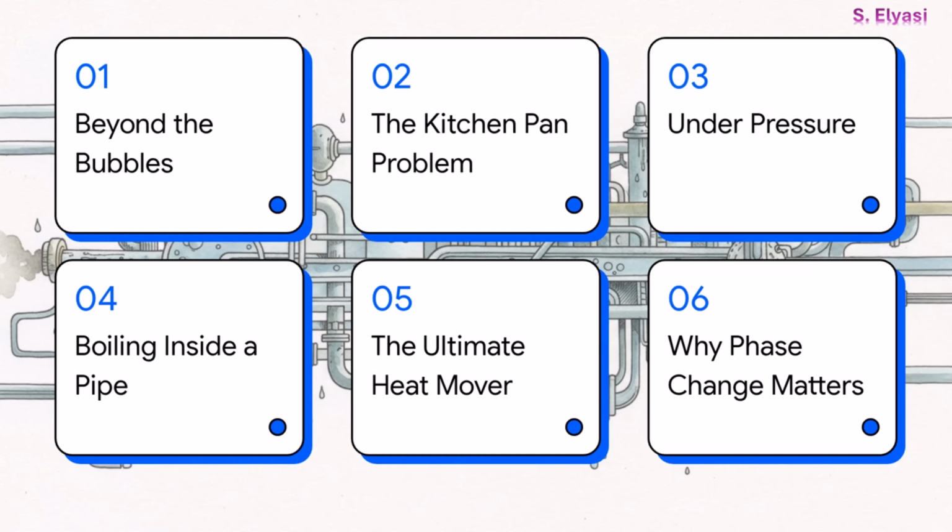Here's the game plan for our journey today. First, we're going to move beyond just watching the bubbles and get into the numbers. Then we'll tackle a real-world problem, the kitchen pan. After that, we'll see what happens when you crank up the pressure. From there, we'll level up and look at boiling inside an industrial pipe. And we'll finish up by looking at this incredible piece of technology called a heat pipe, and wrap it all up with why this stuff matters so much.